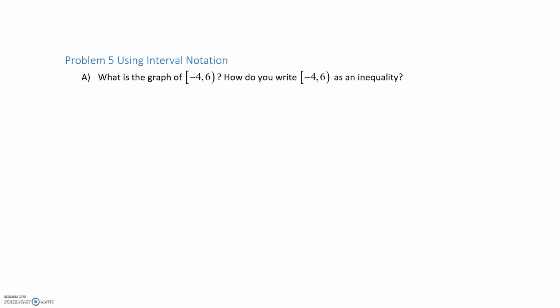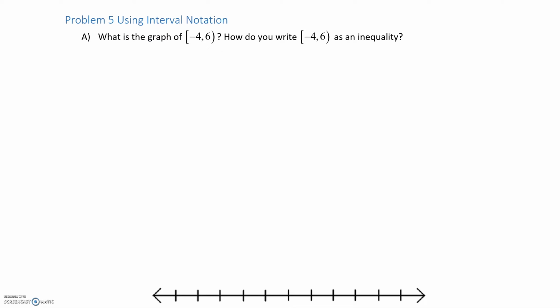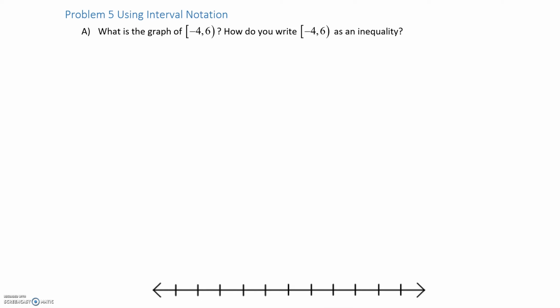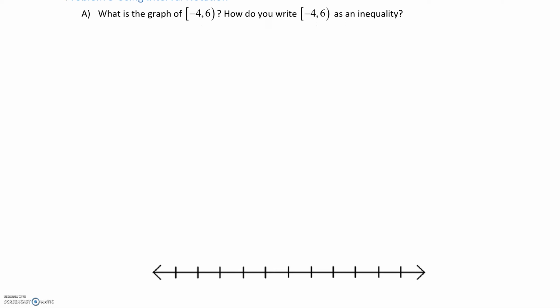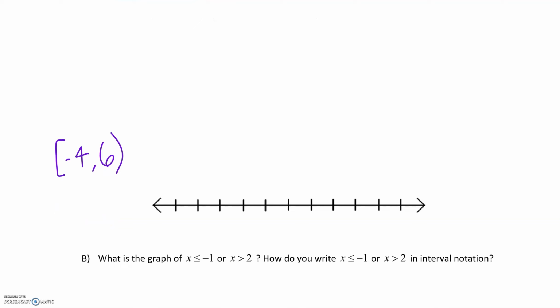Our last two pages are looking at our interval notation. So when we have the graph, we want to know what the graph of open bracket negative 4 comma 6 close parentheses is. So the first thing I'm going to do is put that on our graph. I'm going to write it down here so that I can pull it up just a little bit. So we have negative 4, 6, close parentheses. So if we put this on a graph, we have negative 4, negative 3, negative 2, negative 1, 0, 1, 2, 3, 4, 5, 6.